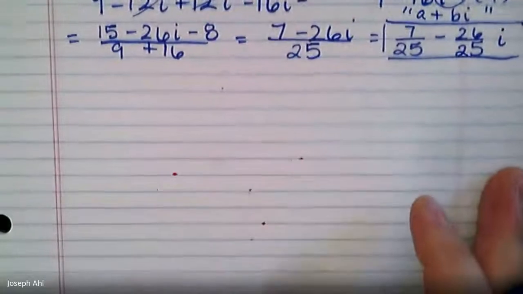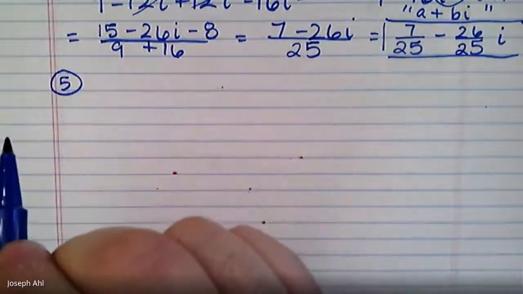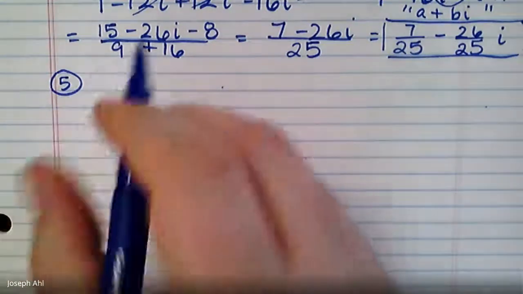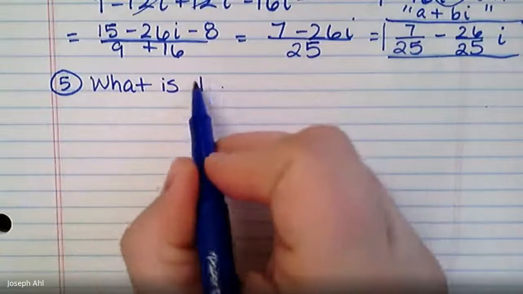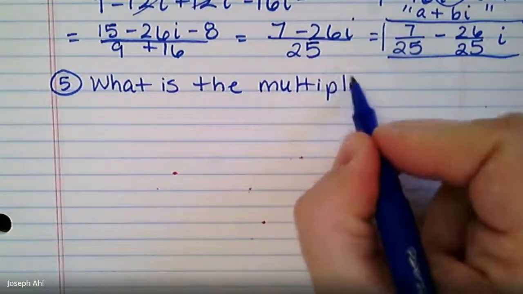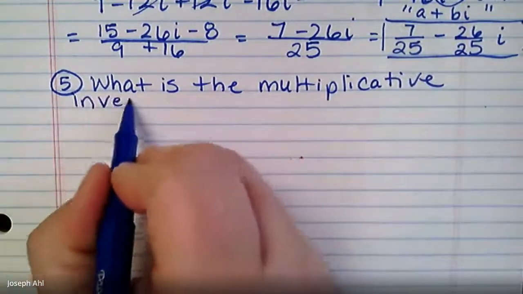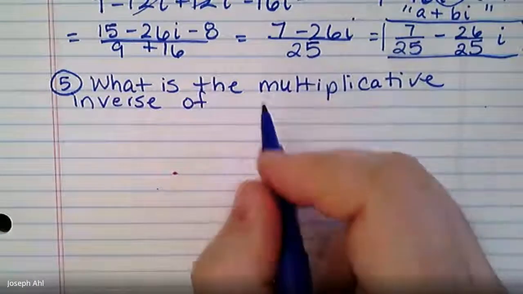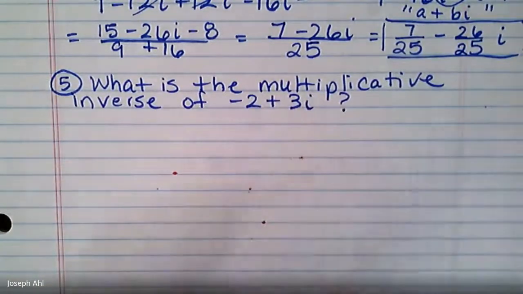Okay, let's try and do a little bit more with these operations by extending this to some other concepts that we're familiar with, such as multiplicative inverse. So what is the multiplicative inverse of, let's do negative 2 plus 3i?